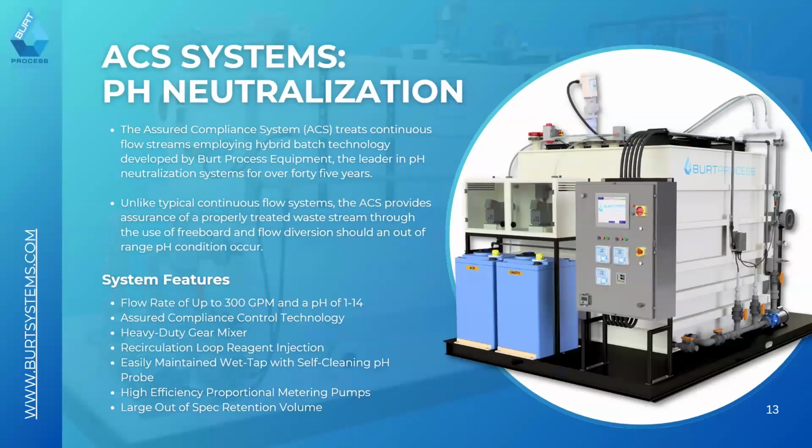Standard designs go up to 300 GPM, and bigger ones go up to over 1,200 gallons a minute. These have out-of-spec retention built into the tank as well as through equalization packages. You also have that recirculation loop.